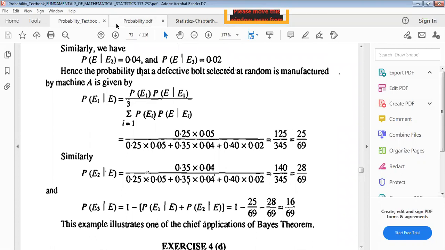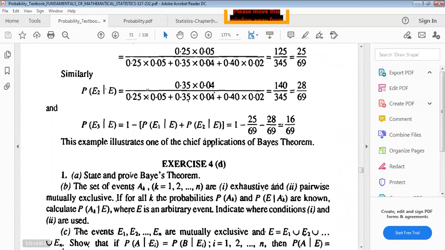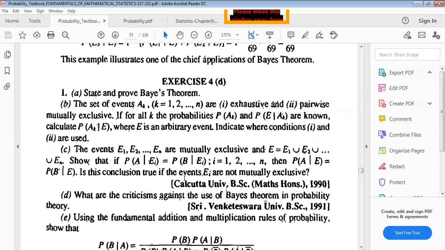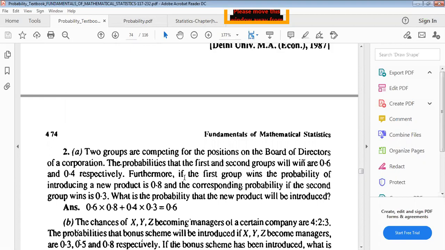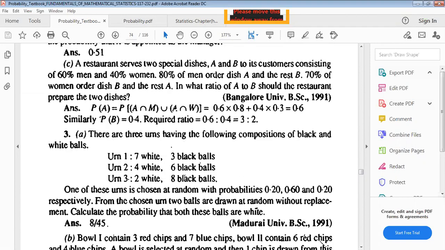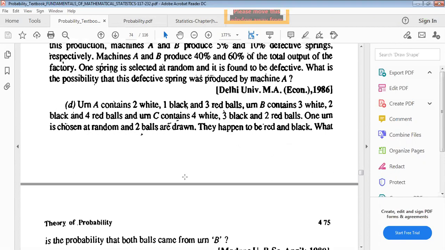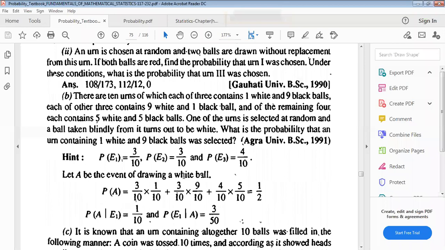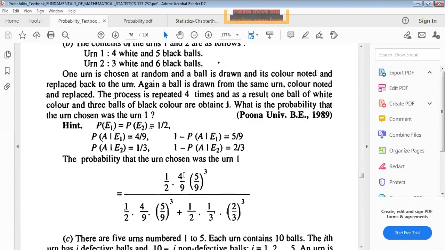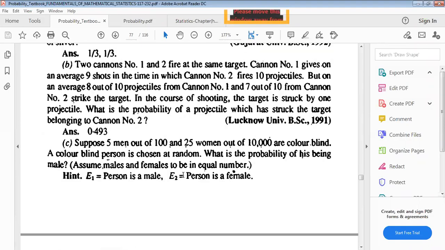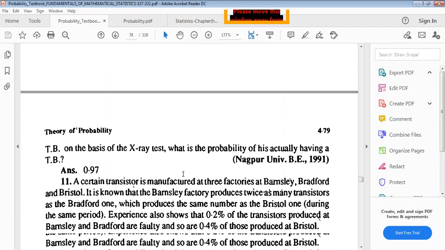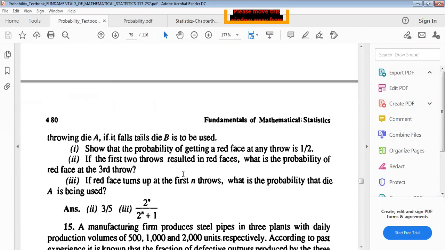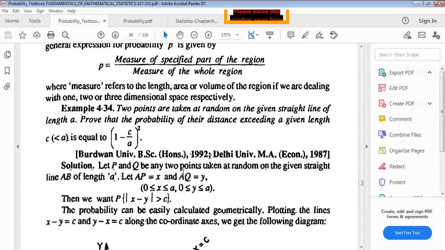State and prove Bayes theorem, very important for you. State and prove Bayes theorem, and the application of Bayes theorem, most important for you. This is the whole exercise.